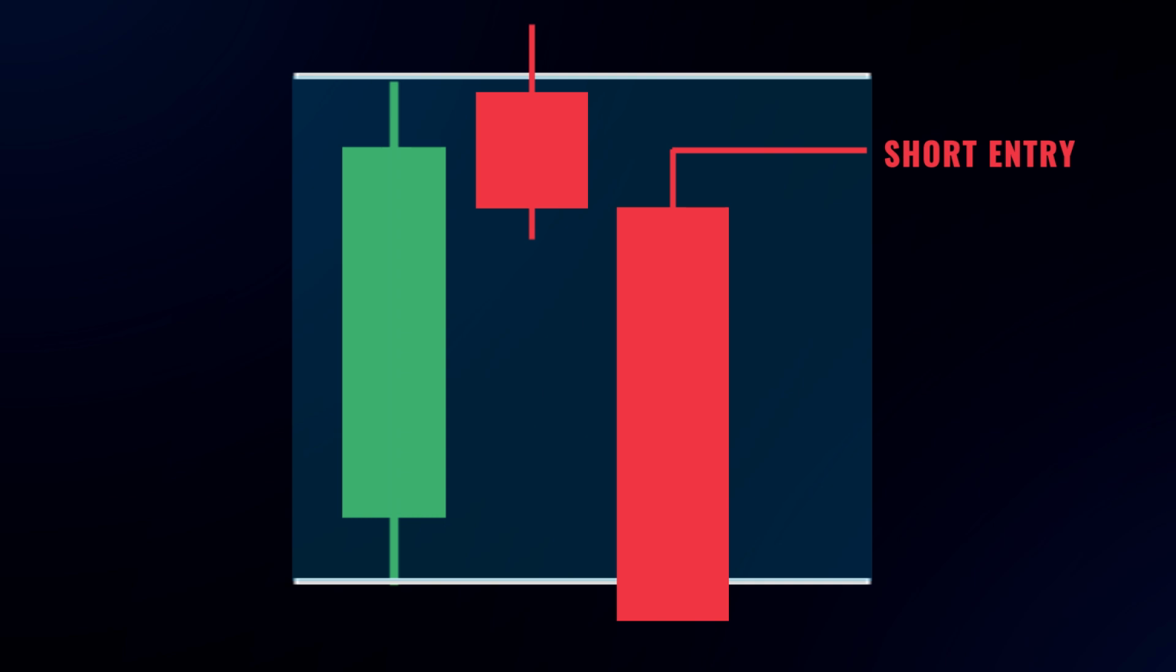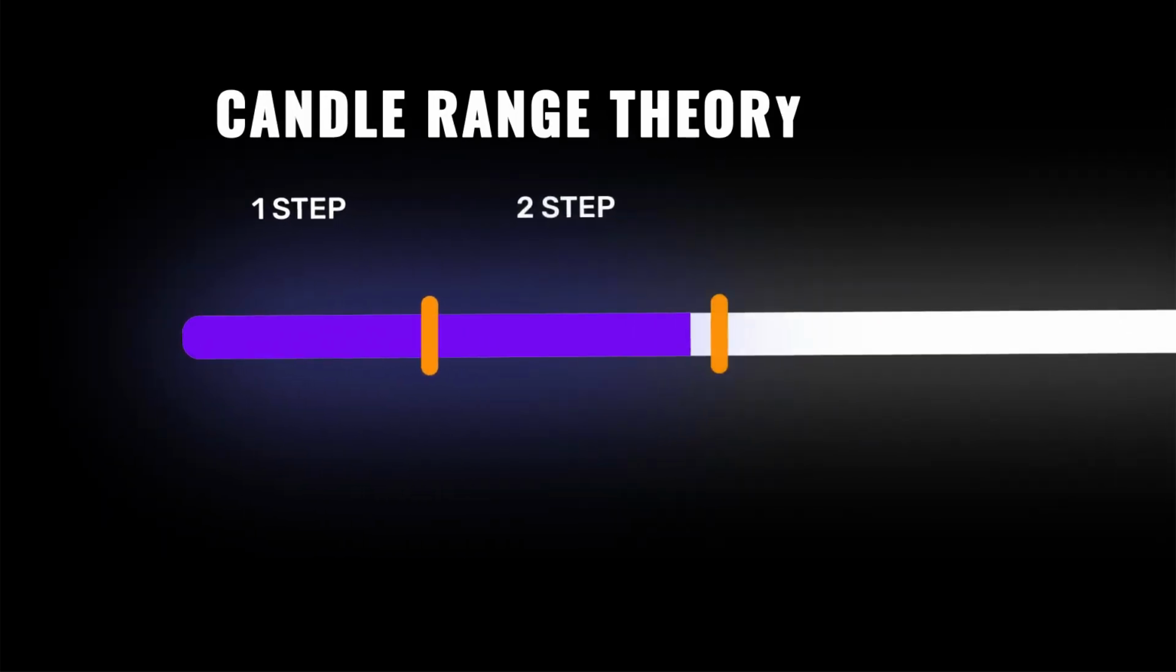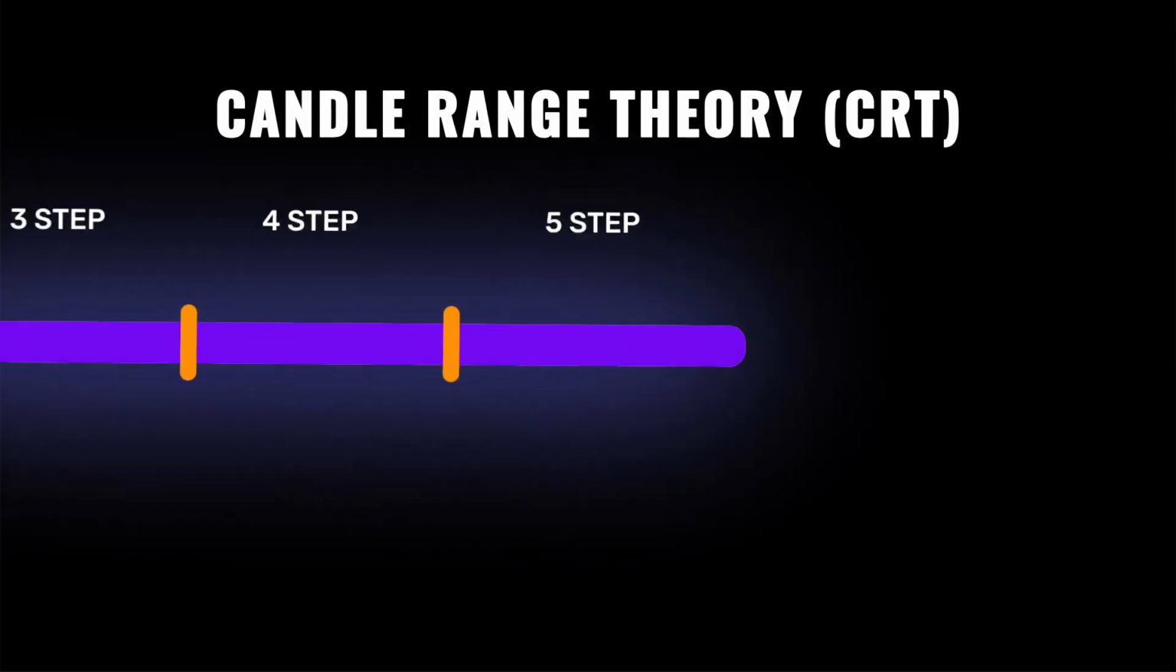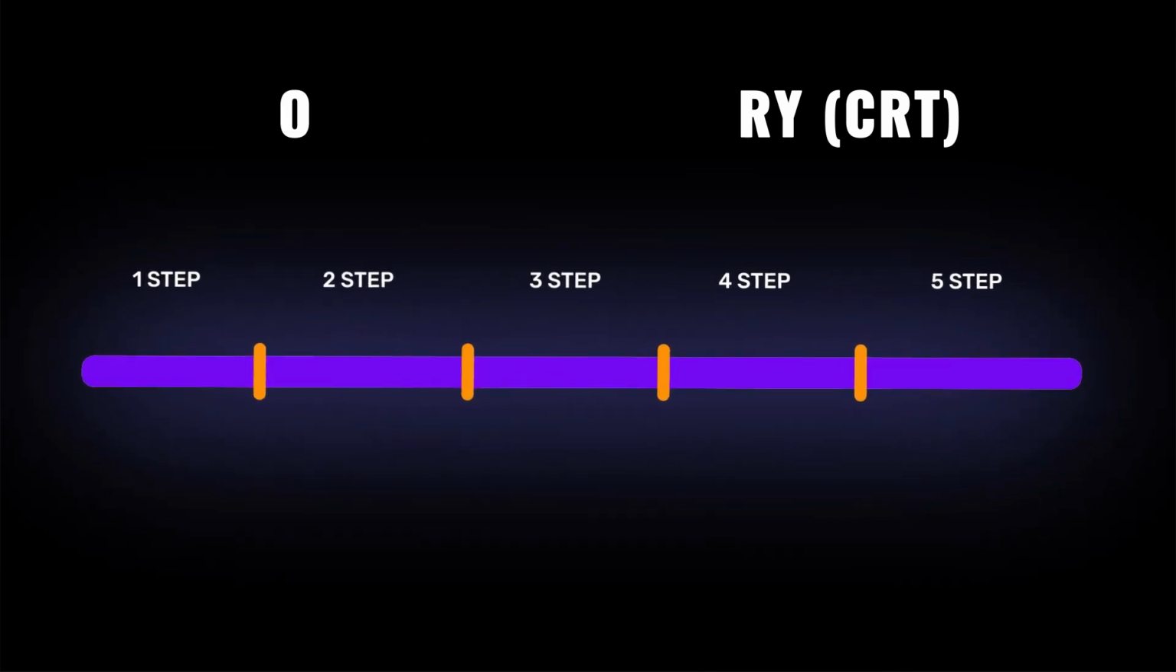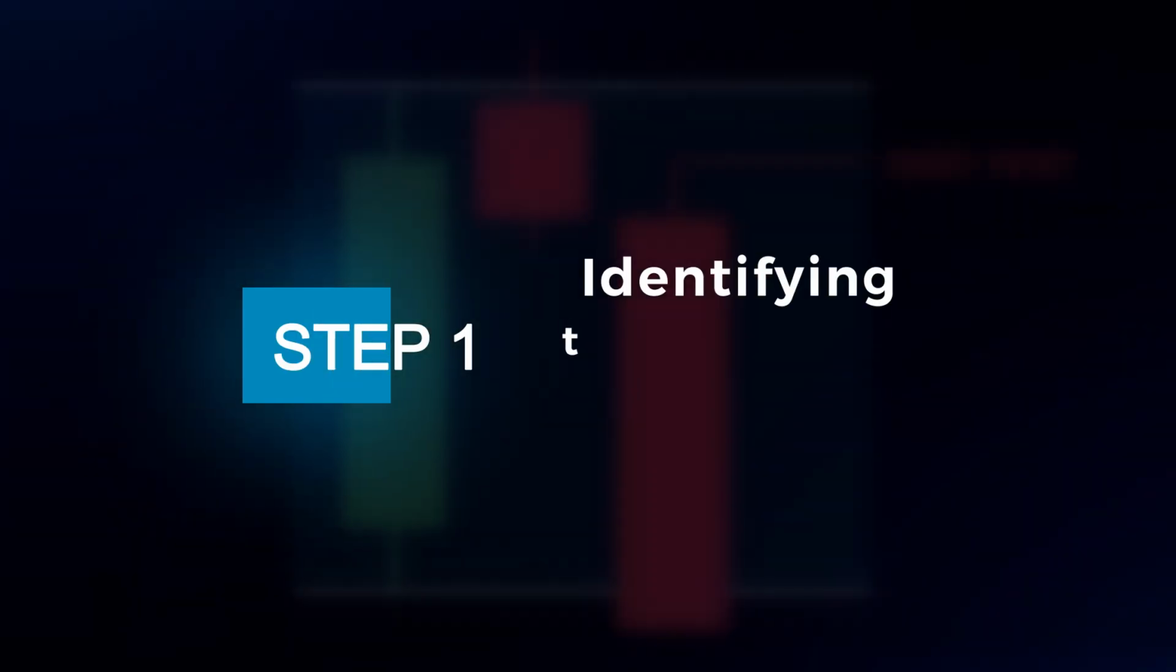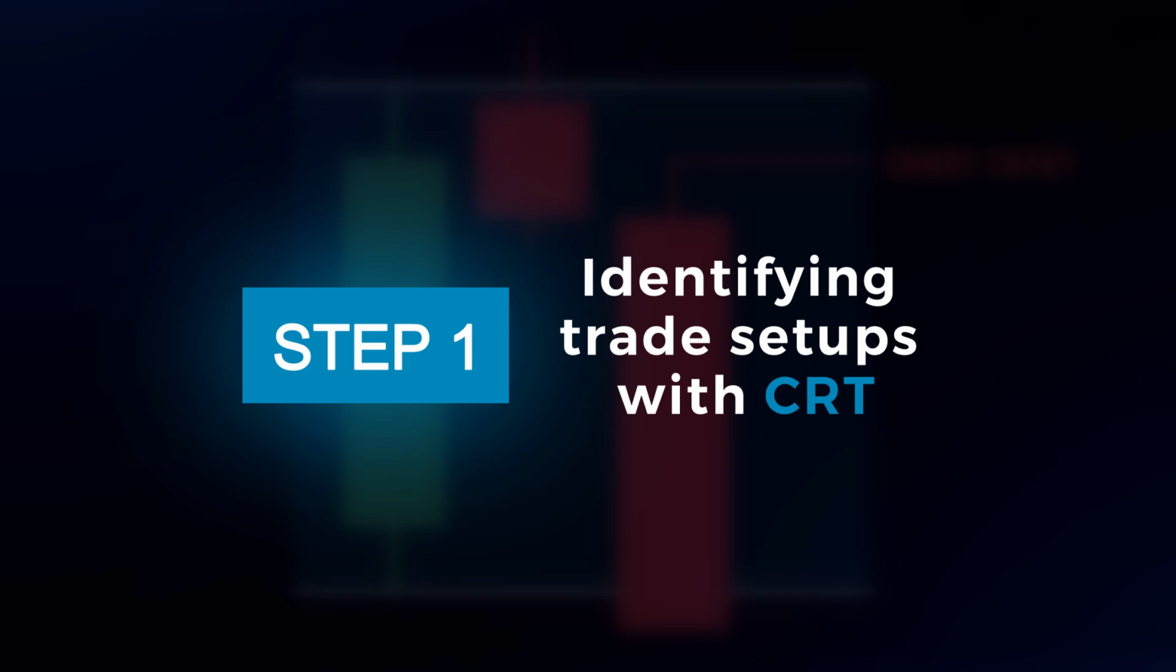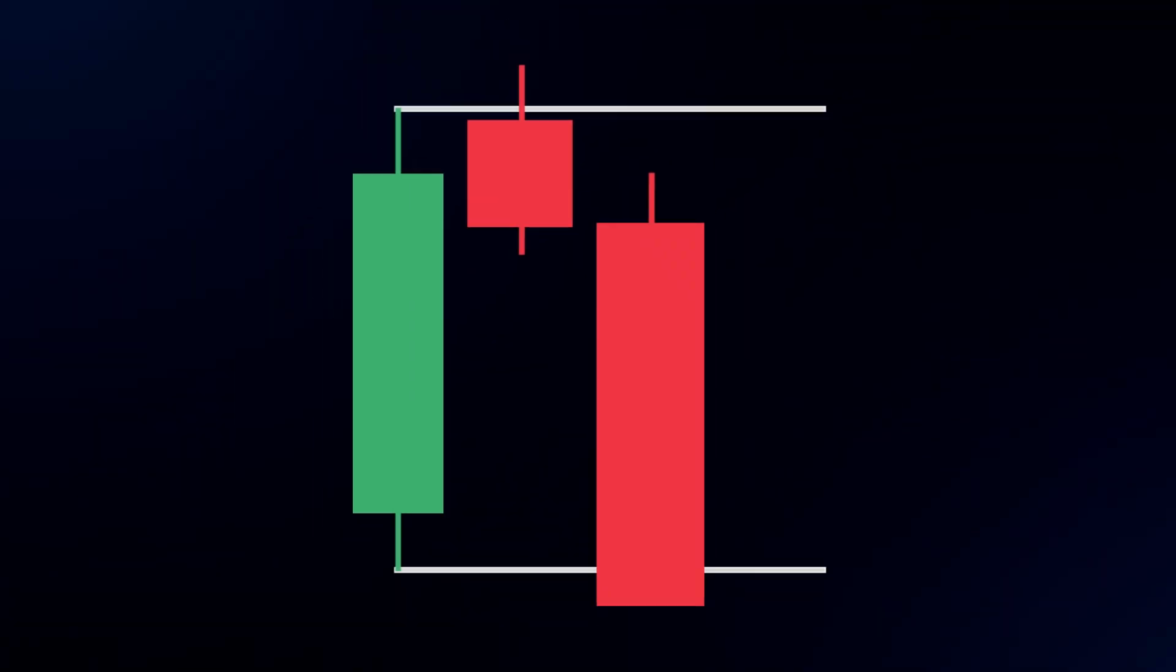In this guide, we'll break down everything you need to know about candle range theory into 5 straightforward steps. Let's dive in. Step number 1, identifying trade setups with CRT. The typical setup for this strategy usually involves 3 candles, each playing a critical role. Let's start with the first candle.